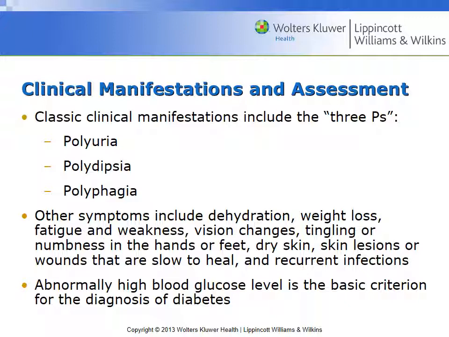Other symptoms and clinical manifestations of diabetes include dehydration, weight loss, fatigue and weakness, vision changes, tingling or numbness in the feet and hands, dry skin, skin lesions or wounds that are slow to heal, or recurrent infections. Abnormally high blood glucose levels are the basic criterion for the diagnosis of diabetes.